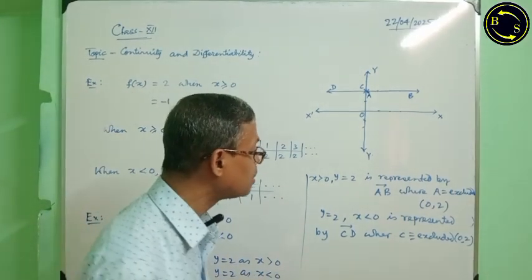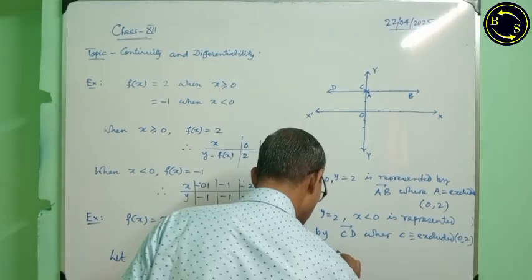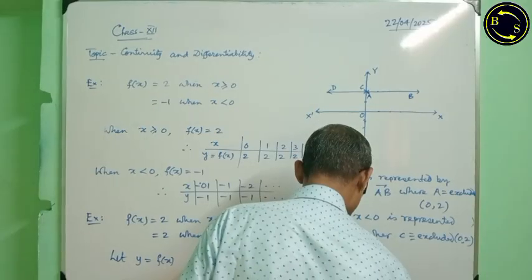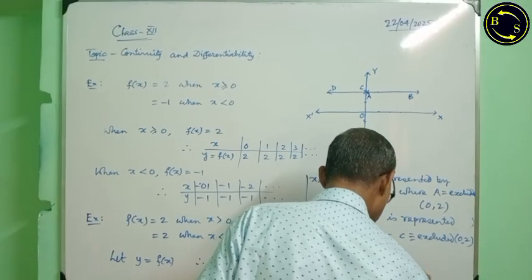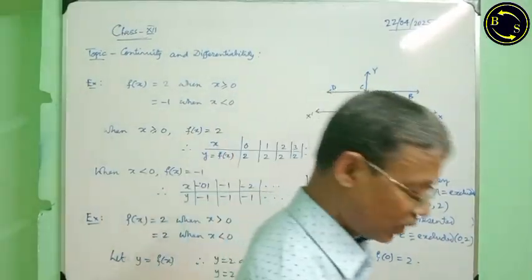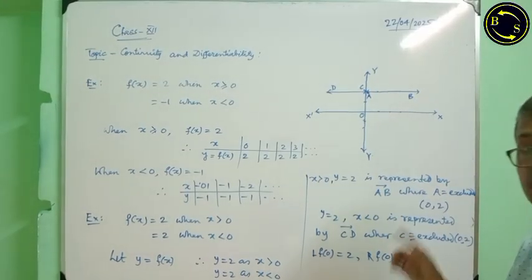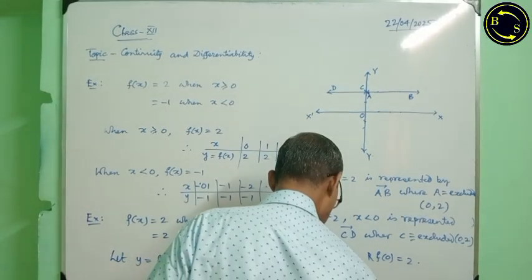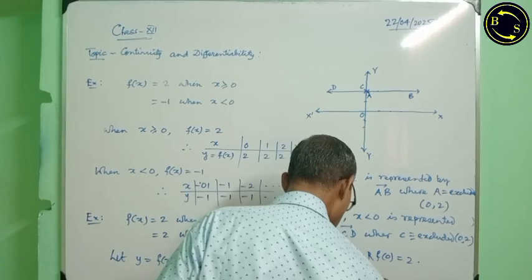But we find L f(0), left hand limit, that is 2, also right hand limit, that is 2. So, according to the concept of limit, limiting value exists. Therefore, limit x tends to 0, f(x) equal to 2.